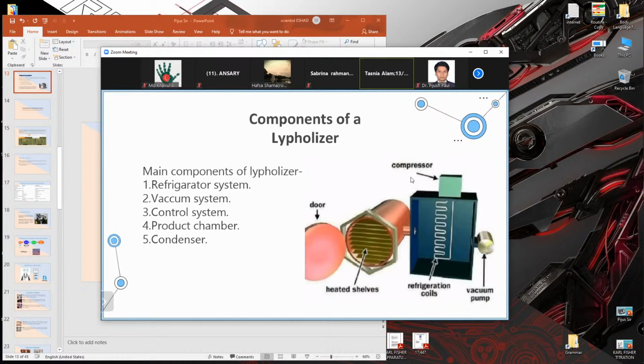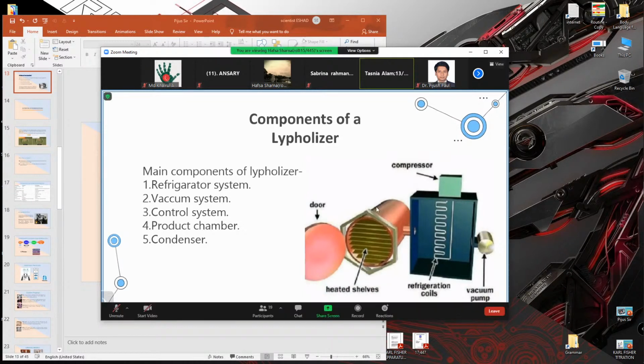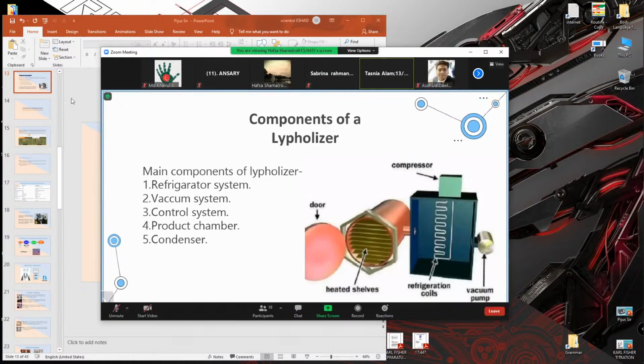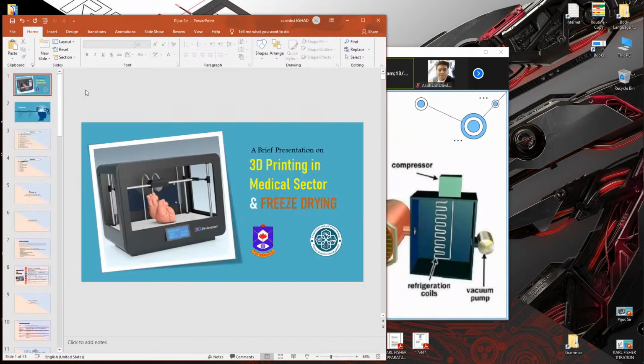Product chamber. The chamber contains shelves for processing the product. The chamber can also be fitted with a stoppering system. The door locking arrangement is by an electric motor. Process condenser. The process condenser is sometimes referred to as just the condenser or the cold trap. It is designed to trap the solvent, which is usually water, during the drying process. Next slide.